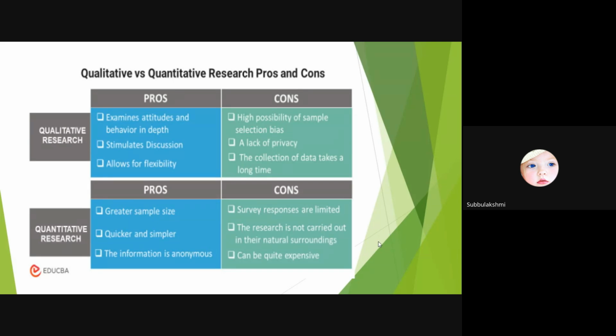Okay, so when you talk about qualitative, the pros are attitude and behavior, stimulate discussion, allows flexibility. And when you talk about the cons, high possibility of sample selection bias, lack of privacy, collection of data. And here quantitative pros and cons. Pros are greater sample, quicker and simpler, information is anonymous. And the cons here is survey response limited.